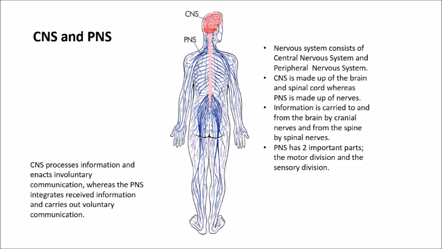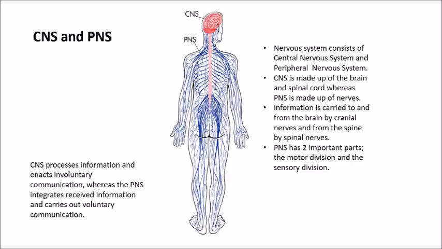The main job of the PNS is to send information received by the sensory receptors to the CNS as quick as possible. Once the CNS has made a decision, the PNS relays the orders back to the body. Information is carried to and from the brain by nerves. These nerves are called cranial nerves. Information is carried from the spine by the spinal nerves.